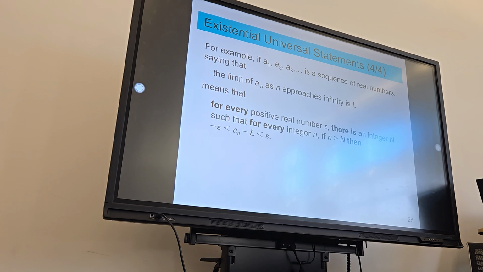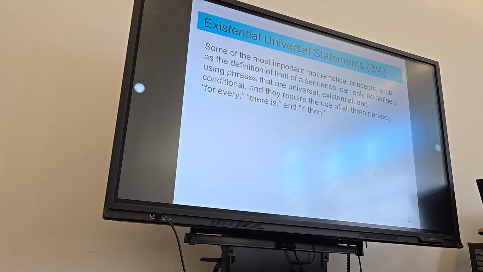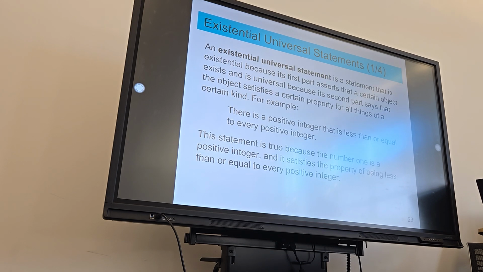Any questions so far? Well, I still have the slides up. Variables, universal, conditional, existential statements. Existential universal. Okay, right here. Yeah. Existential because its first part asserts that a certain object exists, and is universal because the second part says that the object satisfies a property for all things of a certain kind.